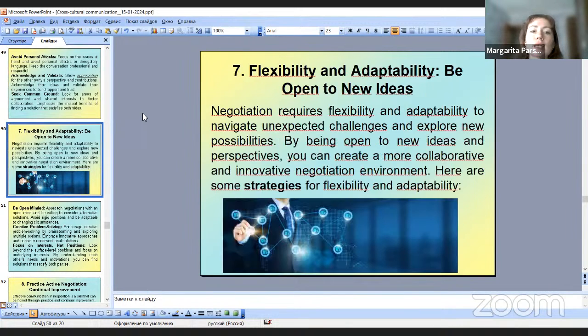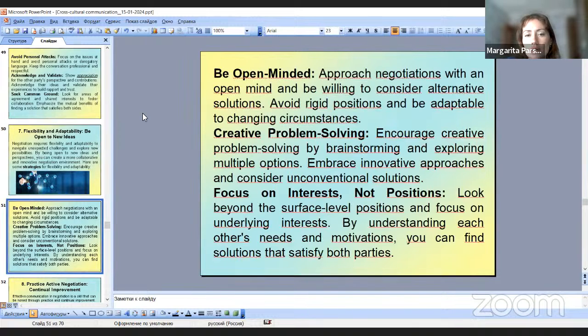The next point we can add is flexibility and adaptability. Be open-minded, open to new ideas. Negotiation requires flexibility and adaptability to navigate unexpected challenges and explore new possibilities. When you're open to new ideas, this will create a more collaborative and innovative environment. And here are some tips or strategies for this flexibility.